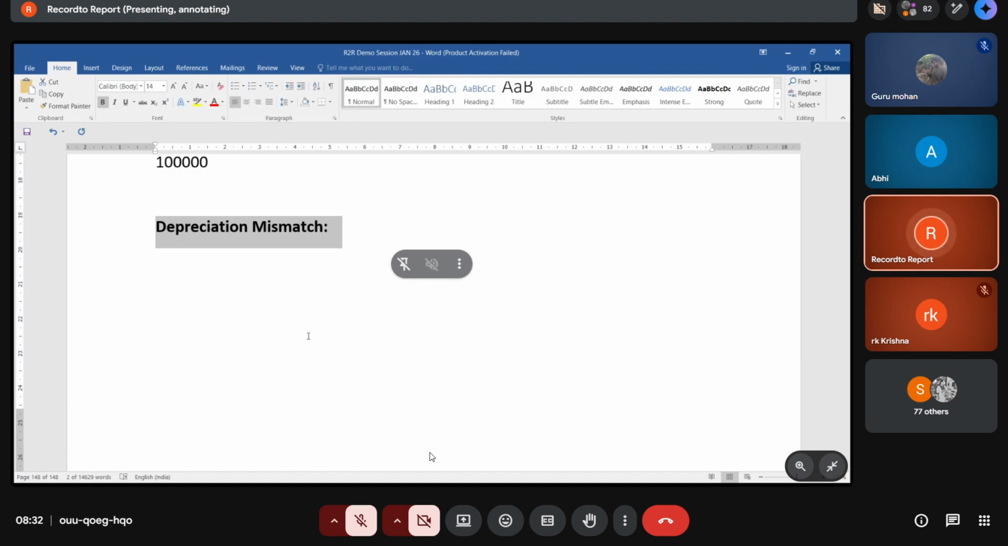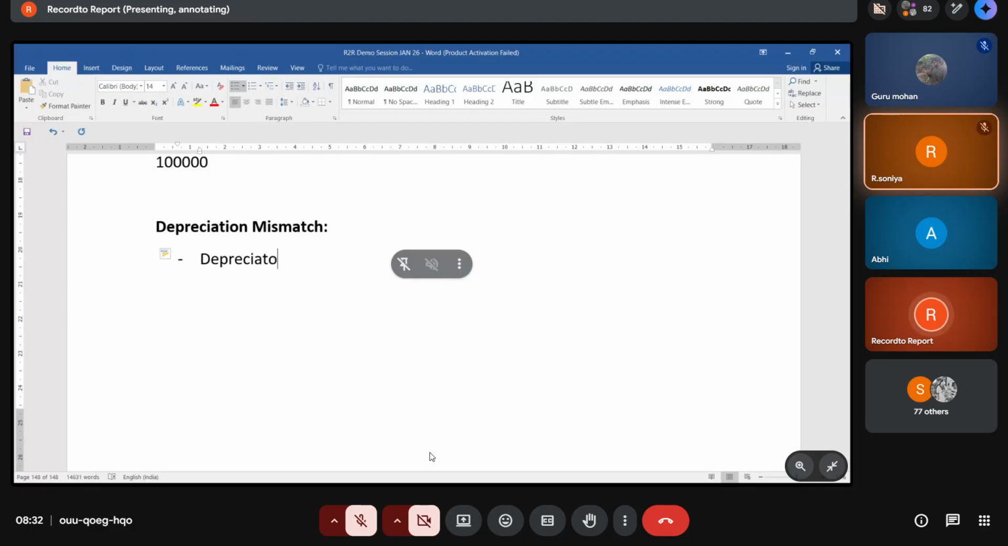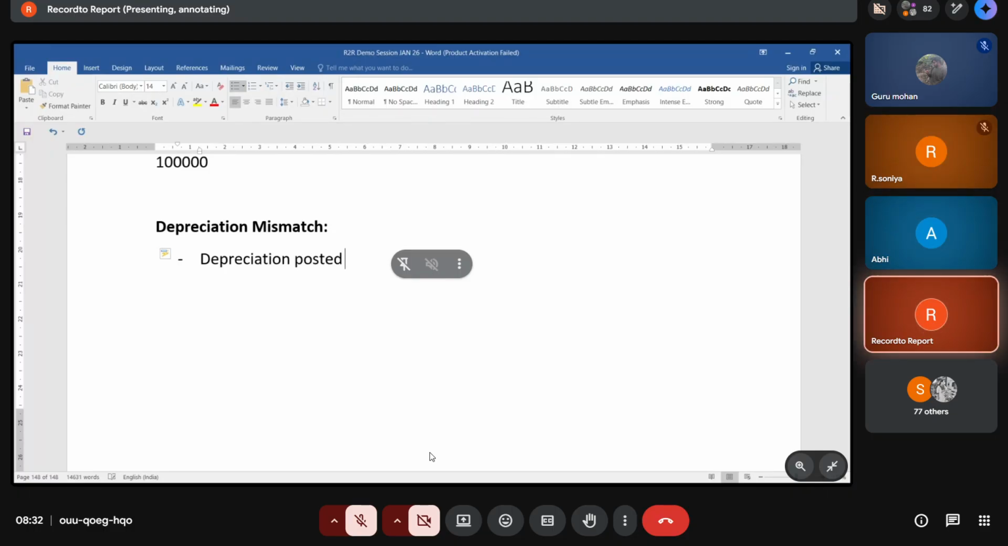If the asset is not capitalized, will the asset get depreciated, guys? No. So that is the primary case. Okay. And another reason is depreciation posted in the general ledger but not updated in the fixed asset tracker, the fixed asset register.